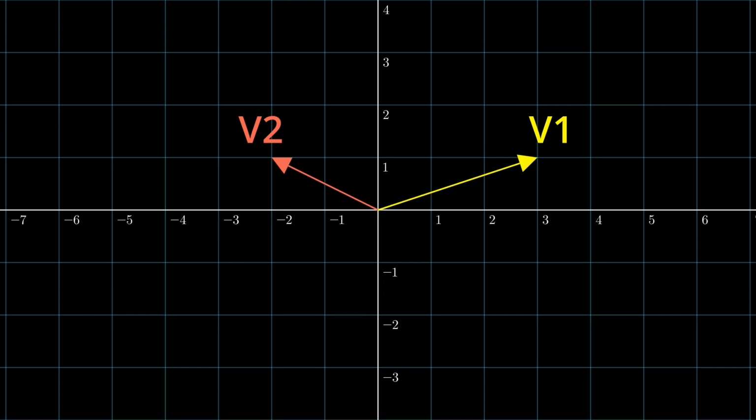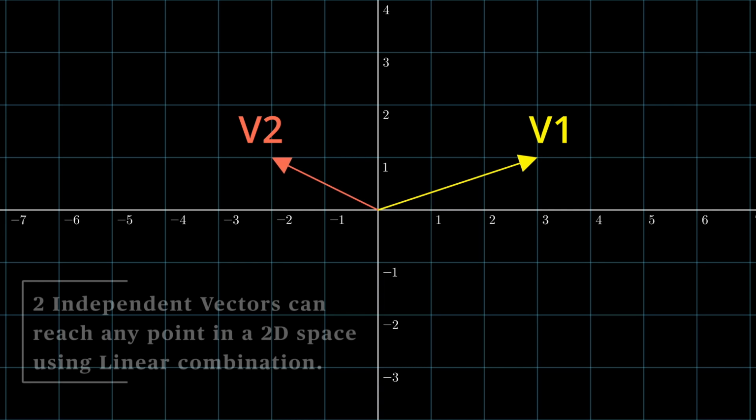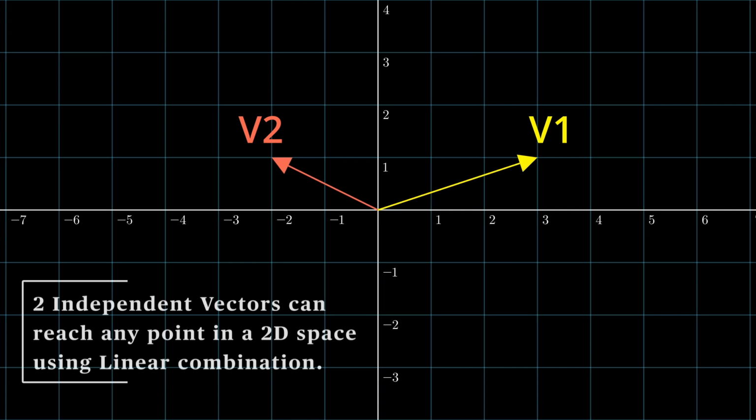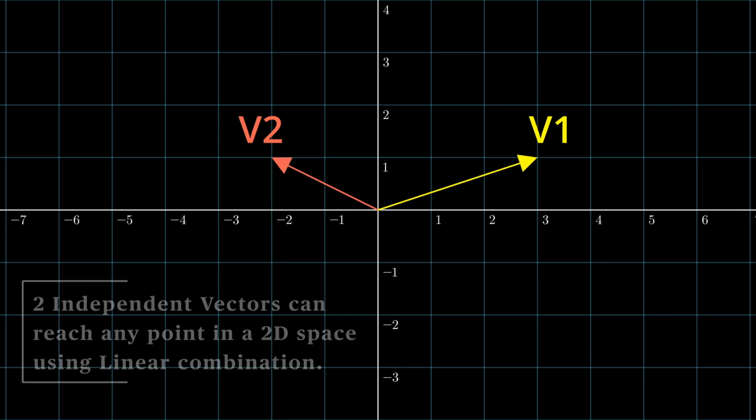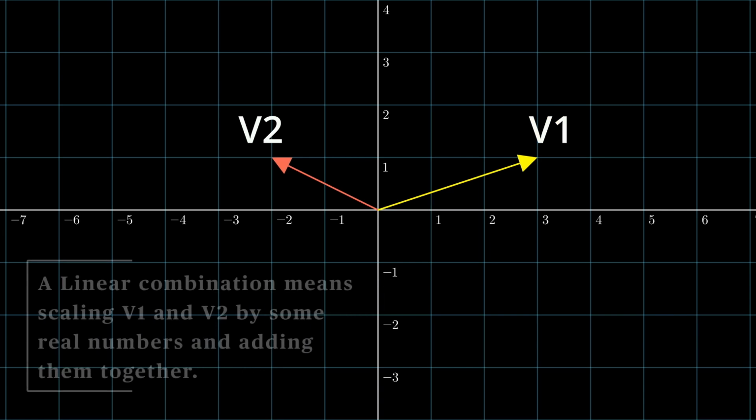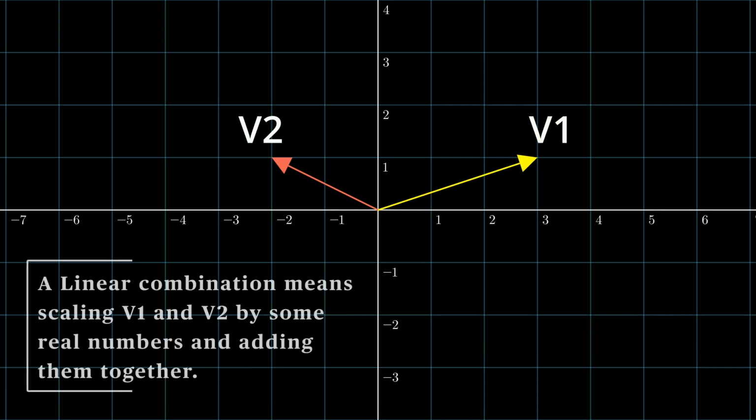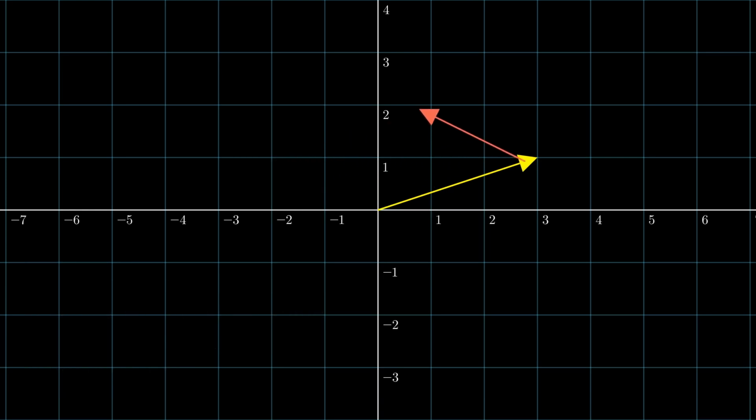the plane. When two vectors are independent, any point in the 2D space can be reached using a linear combination of these two vectors. A linear combination means scaling v1 and v2 by some real numbers and adding them together. Watch as we adjust the scalars.